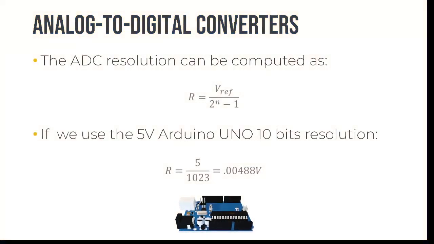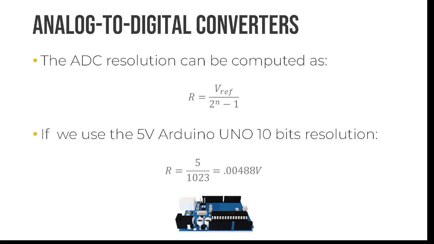Next slide. Now, every ADC from whatever technology has a resolution. To calculate the resolution, we use that formula, right? That is the reference voltage. In the example, we use 5 volts, right? 5 volts over 2 to the number of bits minus 1. So in the case that we were doing, we have 5 over 2 to the 10, which is 1024, minus 1, 1023.